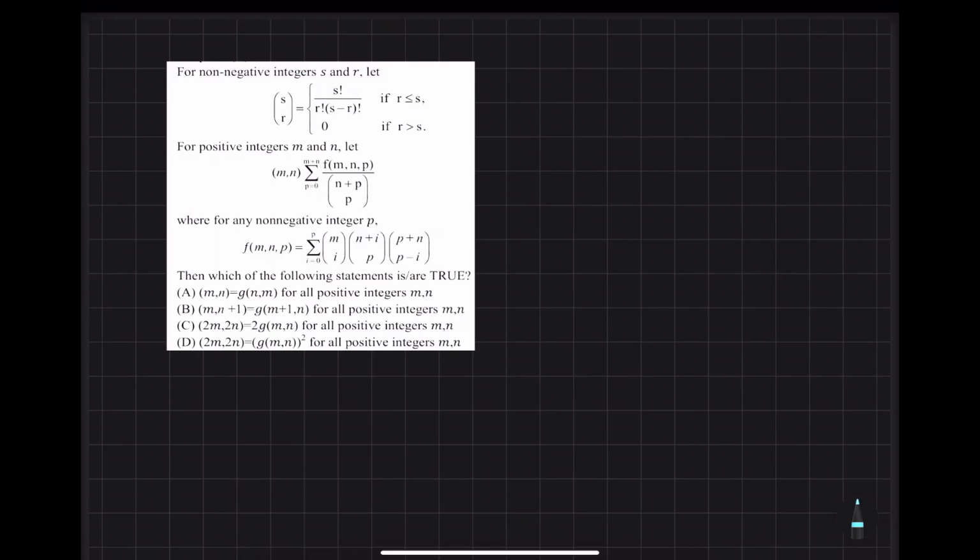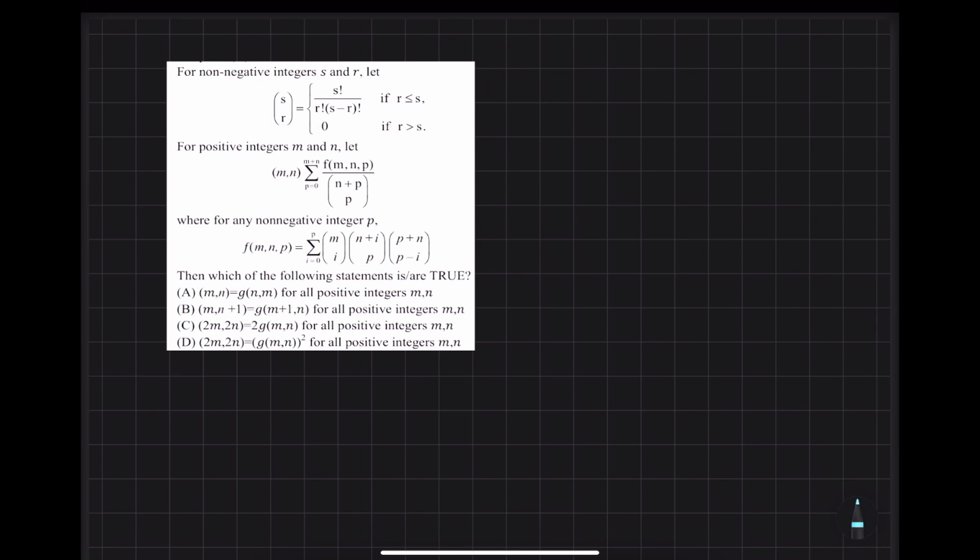So we got this situation. For non-negative integers s and r, let this be defined as C(s, r). Okay, so this is nCr because of this definition. Till the time s is bigger than or equal to r, we will follow the nCr definition, and later it will become 0. Okay, so this is nCr.